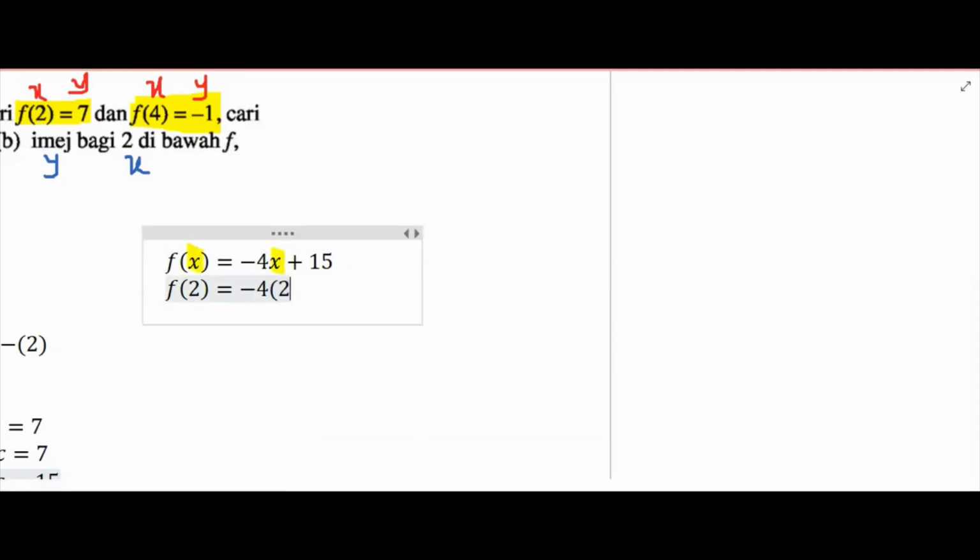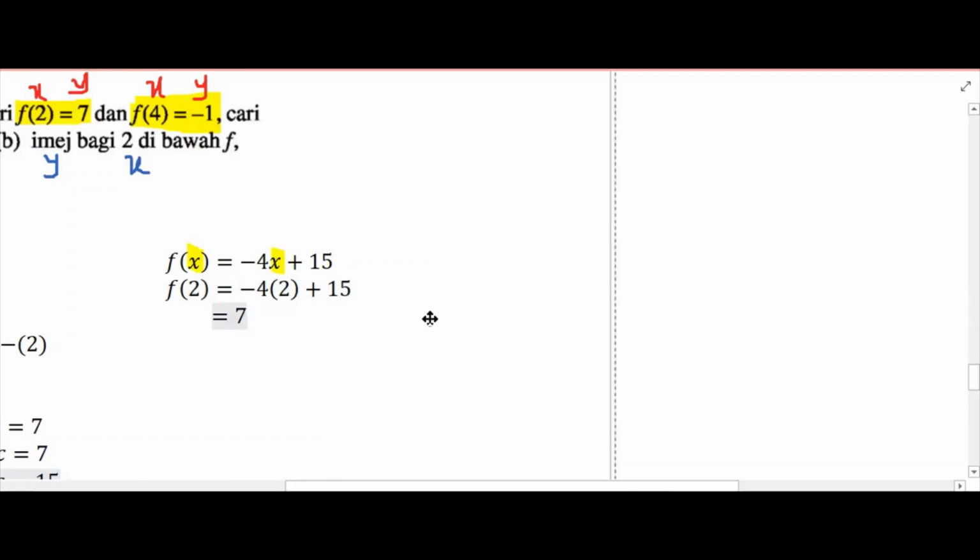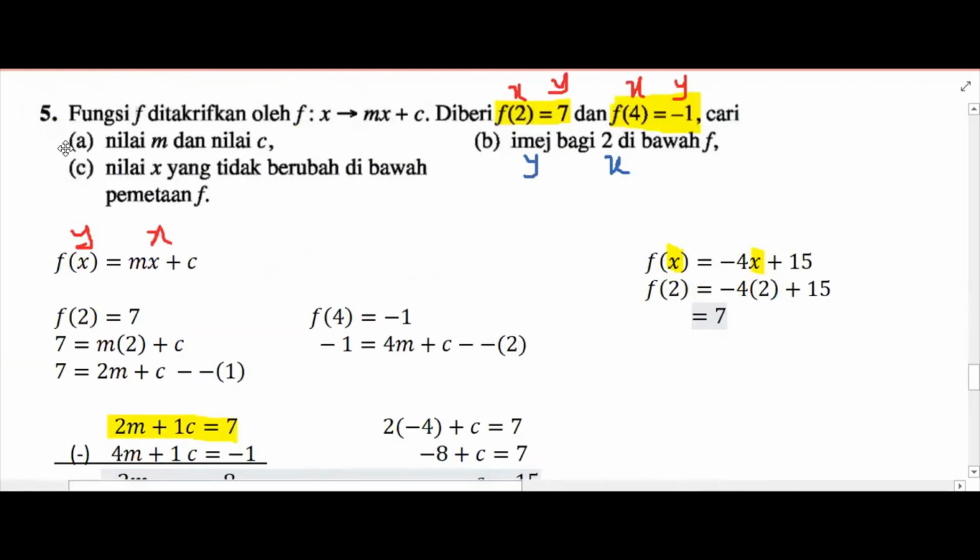Negative 4 times 2 plus 15. Okay, so kita buat. Negative 4 times 2 plus 15. Berapa answer? Kirakan. 7. Yes, dapat 7. Negative 8 plus 15, 7 lah. Okay, then C pula. Cari nilai X yang tidak berubah di bawah pemetaan X.